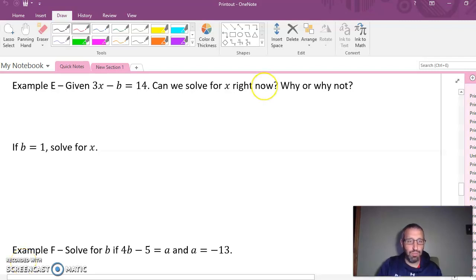All right, let's work through example E now. Let's take a look at what it's given us here. It says, given 3x minus b equals 14. Can we solve for x right now? Why or why not? If I'm looking at this, I want to solve for x. It looks like an equation, which is good. I can use my equation solving skills.